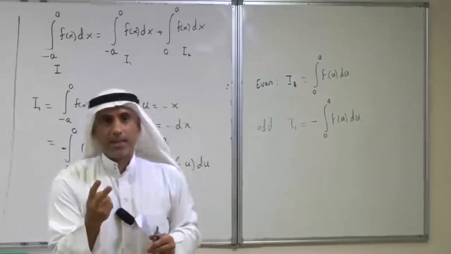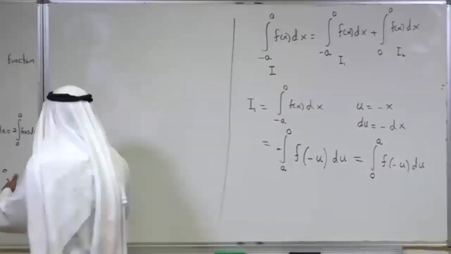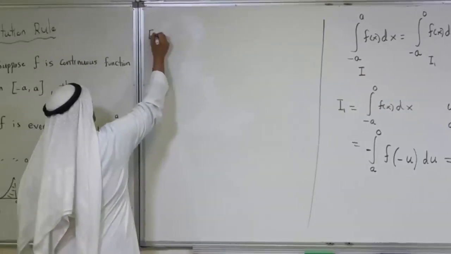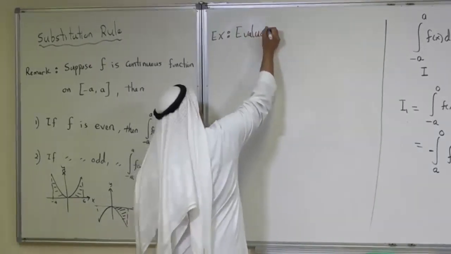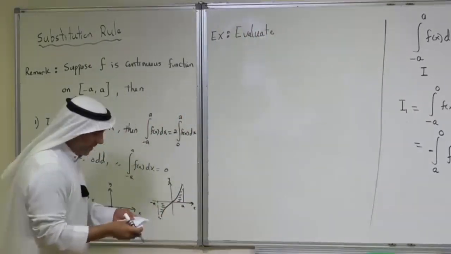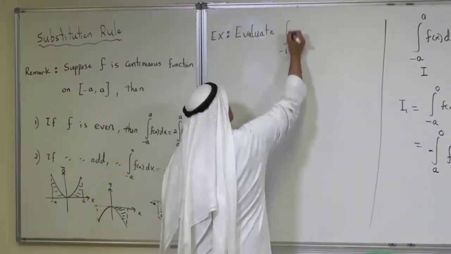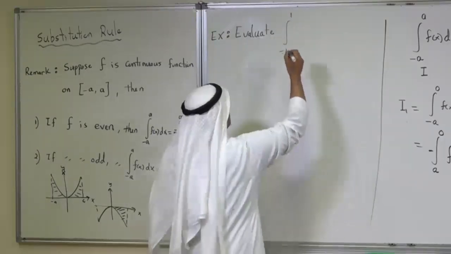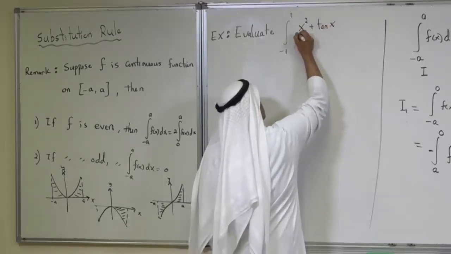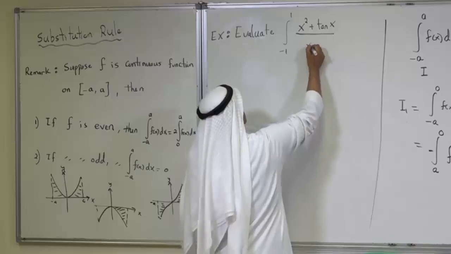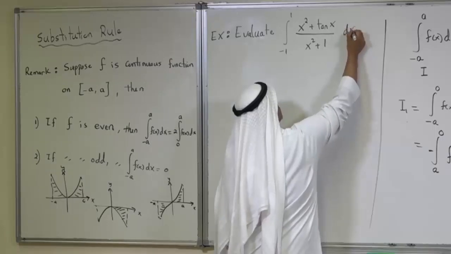Now I will give you two exercises about these properties. The first one is a question that says, this is the first exercise, okay, and it says evaluate again the following integral. And the integral I have here is the integral from minus 1 to 1 of (x squared plus tangent of x) all over (x squared plus 1) dx. Very interesting.